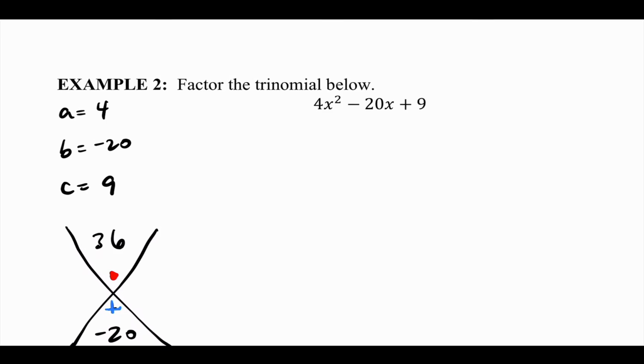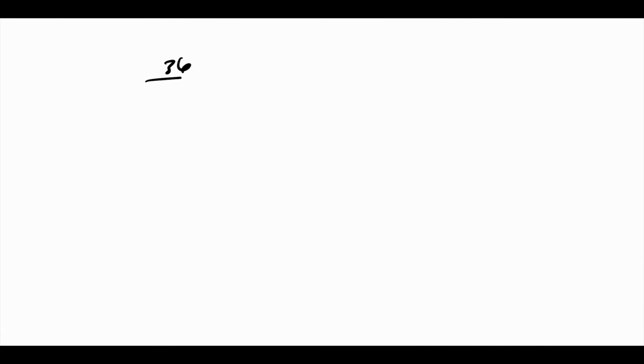If you don't get anything, just make a list. So negative 2 times negative 18, that works. Yep. If you're not sure, make a list.